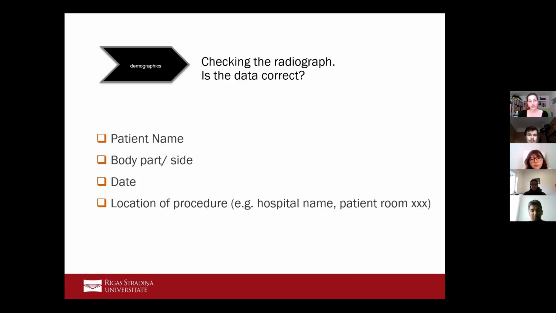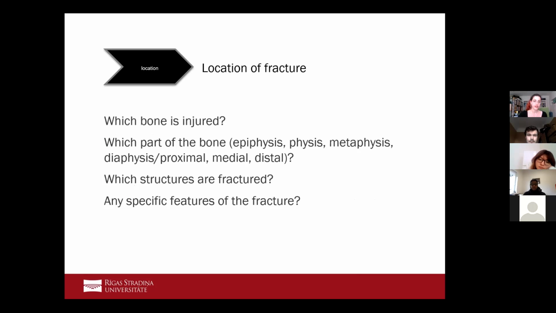Then we also have to look if the radiograph is up to date. So look at the date, and then also the location of the procedure, so the hospital name, eventually also the patient room number. For location of the fracture, we're going to look at the bones that are injured. So which bone is injured, which part of the bone is injured. So epiphysis, physis, metaphysis, or diaphysis, or you can also just use proximal, medial, and distal.